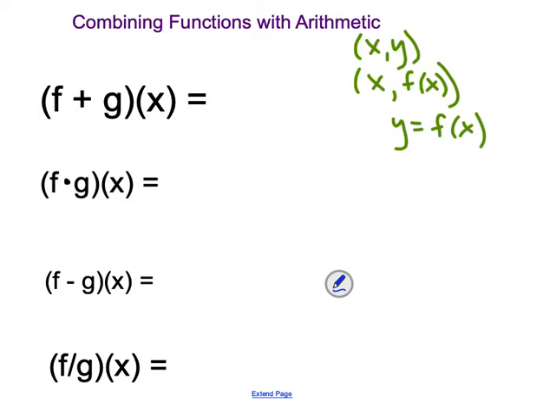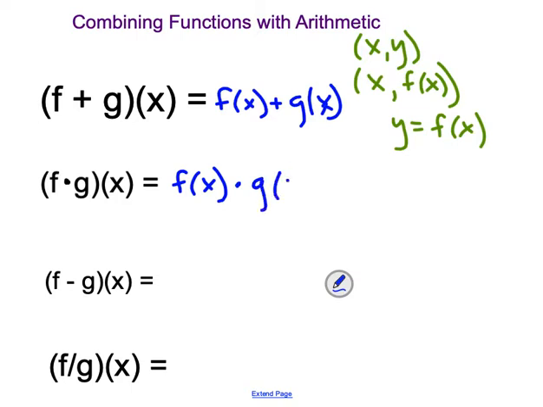So this right here, where in parentheses it says f plus g of x, should be interpreted as f of x plus g of x, and I'll do an example of that later. This next one, in parentheses, we have f times g of x. That's where they want you to find the value of f of x, find the value of g of x, and multiply them together. Maybe you're seeing the pattern. This third one, f minus g of x, is saying we want the value of f of x, the value of g of x, and we want you to subtract f of x minus g of x.